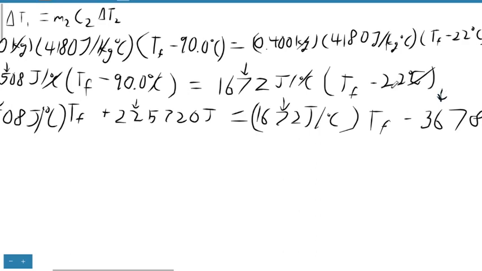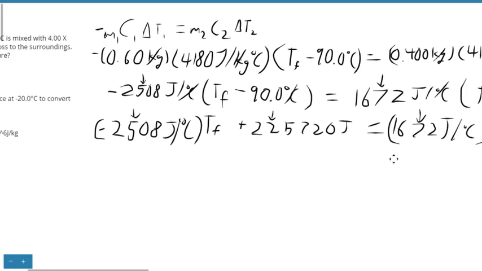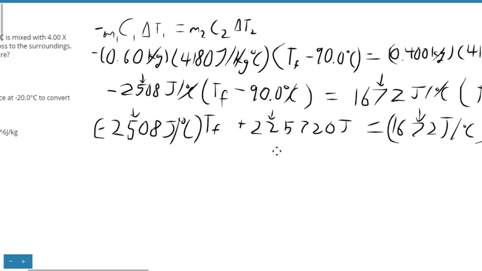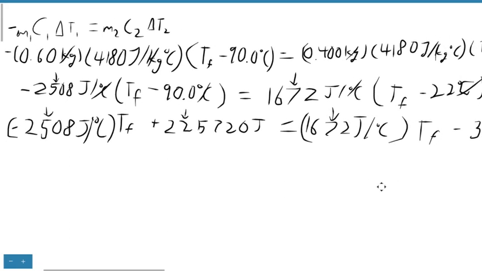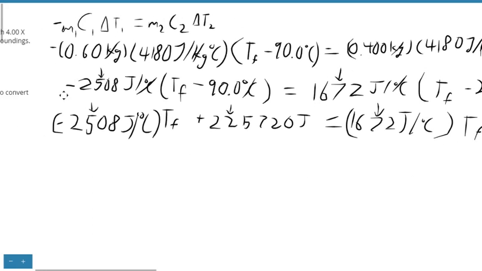Now we can move the terms over on each side, so that on one side we have the TF, and on the other side we just have the joules. So I'll subtract this TF term over to this side. So negative 2508 minus 1672 equals negative 4180.